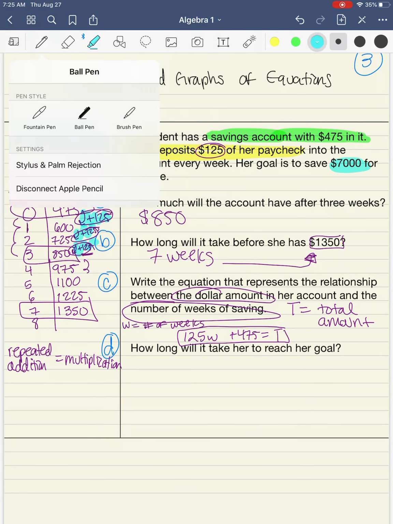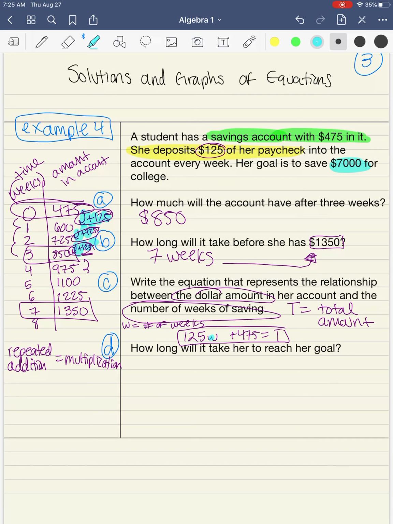So let's back up and talk about some input-output. We've got our input variable here, which was W, weeks. So that was the left side of the table. We've got our output value here, the amount in the account, or the total amount, and that's going to be the right side of the table, input-output. So here, I want her to reach her goal of 7,000. So I'm going to change my output to 7,000 and solve.